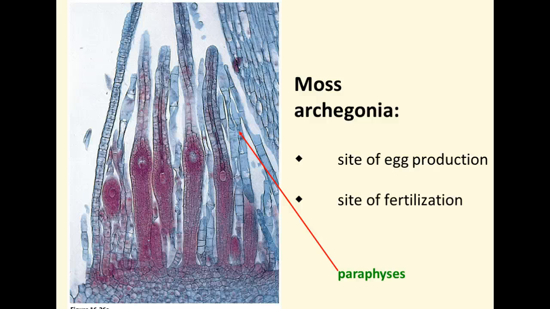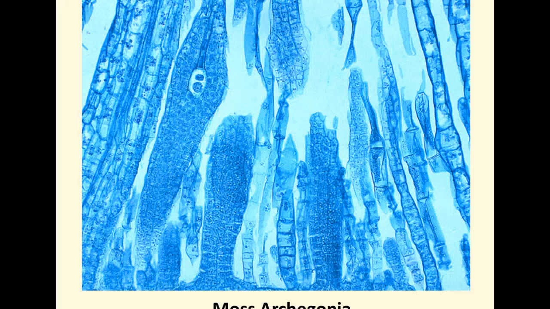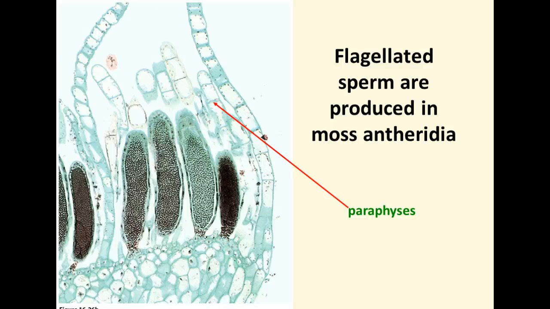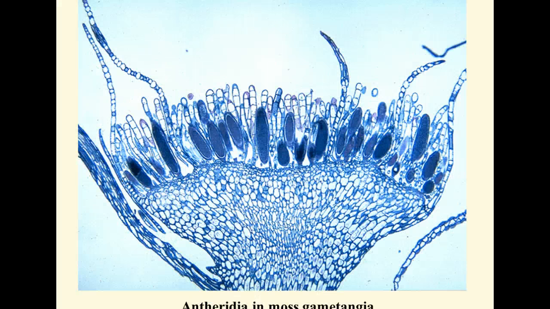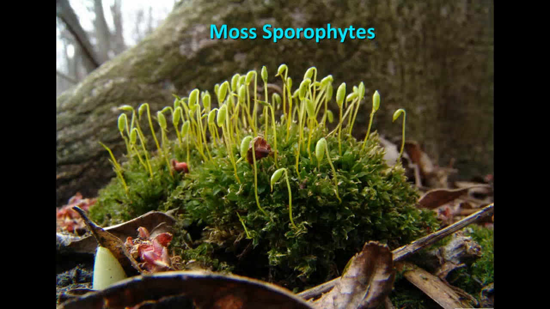And what were these parentheses for? To keep the water in. Yeah, so it's just like anything where you increase the surface area to volume ratio, what you're going to get is it's going to hold on to things better. So here's some archegonia. Here you can see some flagellated sperm. Okay, here's an antheridial head in the moss gametangia.